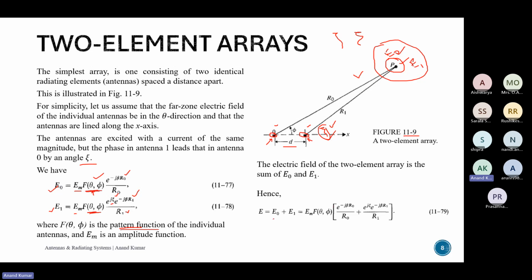So the total electric field will be E equals E0 plus E1. So we are calculating the total E as the sum of these two electric fields from the elements 0 and 1. And taking the common factor over here, we end up with these two terms over here. Okay. So now we have the electric field written in this form, and now we need to simplify. So we'll use some approximations.